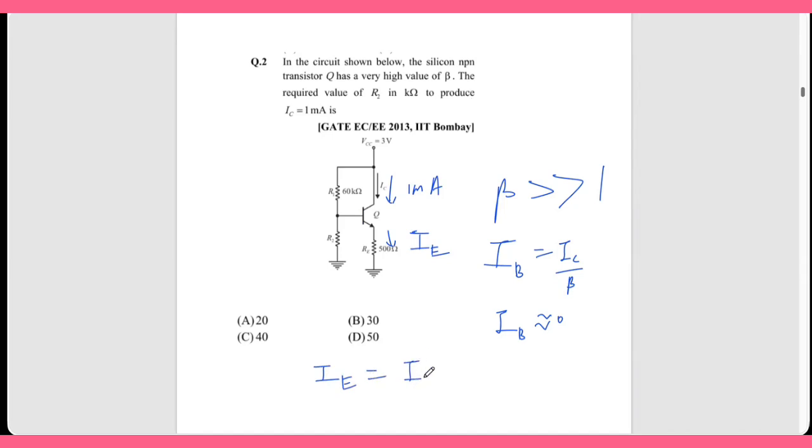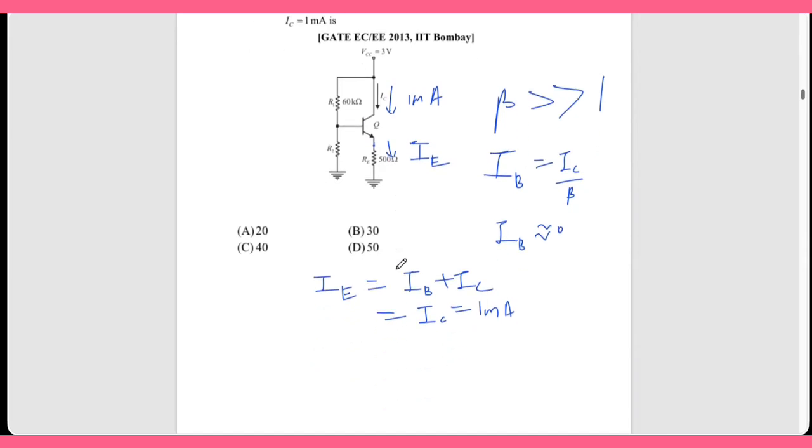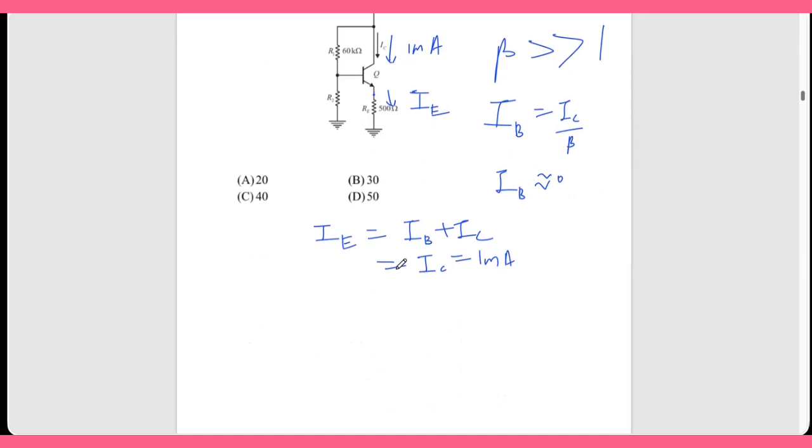Normally IE is equal to IB plus IC. IB is neglected, so IE is almost equal to IC. So IE is also equal to 1 milliamp. So this drop is going to be IE into RE. RE is 500 ohm. So 500 into 1 milliamp, that is 0.5 volt. The drop here is going to be 0.5 volt.